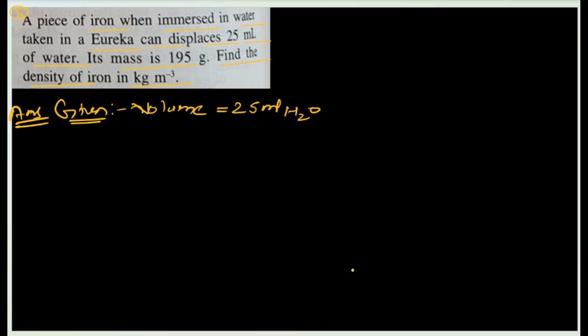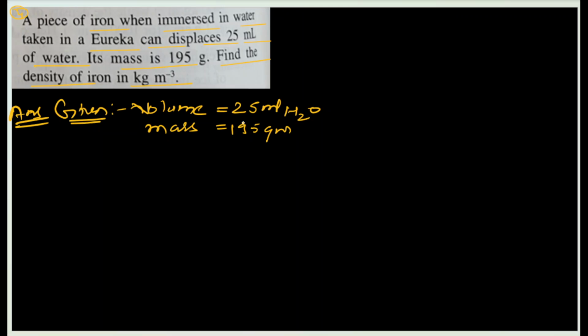Now after that, we need to understand how we are going to solve the further point. That means the volume we have discussed here, Eureka can. Now the mass of the iron piece. Okay, this one is your what? 195 gram. But we need to do some changes here.